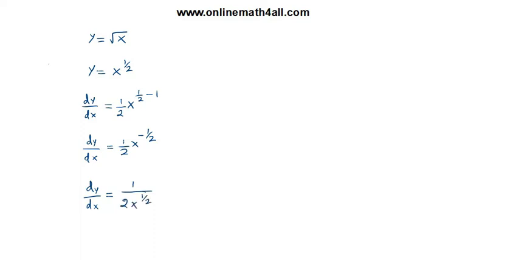Here the x is having the power 1/2. Whenever the power is 1/2, it can be changed as square root, because even in the beginning of the problem we have done this. So we had square root, we changed the square root as exponent 1/2. Here we have exponent 1/2, it can be changed as square root. So finally dy over dx is equal to 1 over 2 times square root of x. So the derivative of square root of x is 1 over 2 times square root of x.